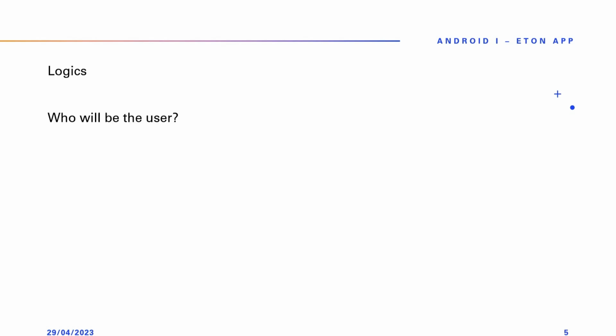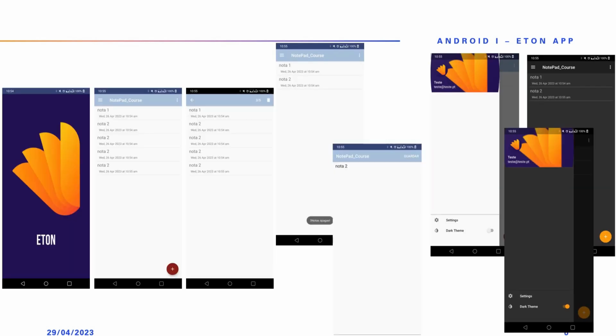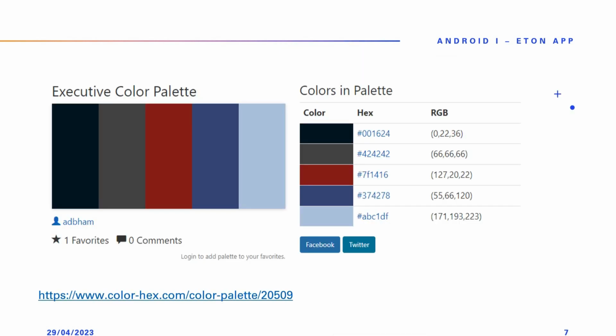Who will be the user? Let's take as example executives and add to our information gathering that one of the main struggles was taking notes at night because the phone is too bright and normally the background of the app is an intense white color. After that feedback, designers propose an example of the results desired. They also provide us a color palette, so we are ready to start.